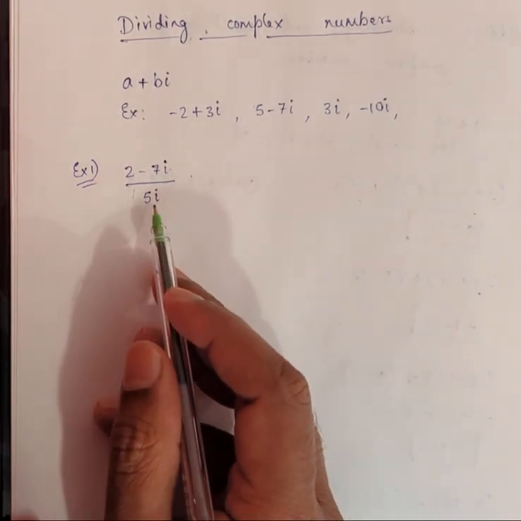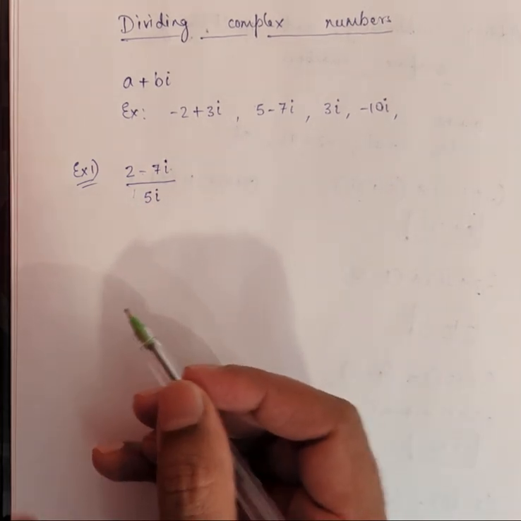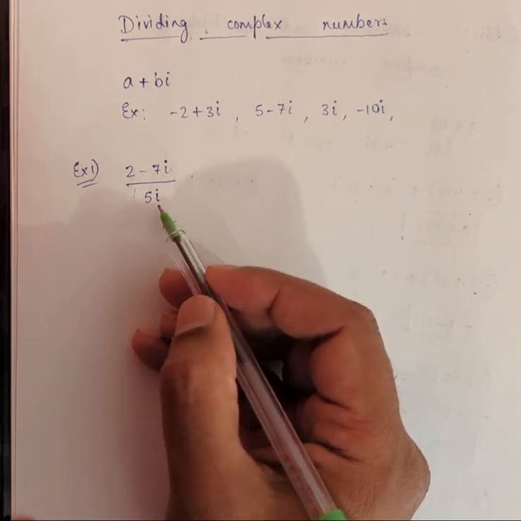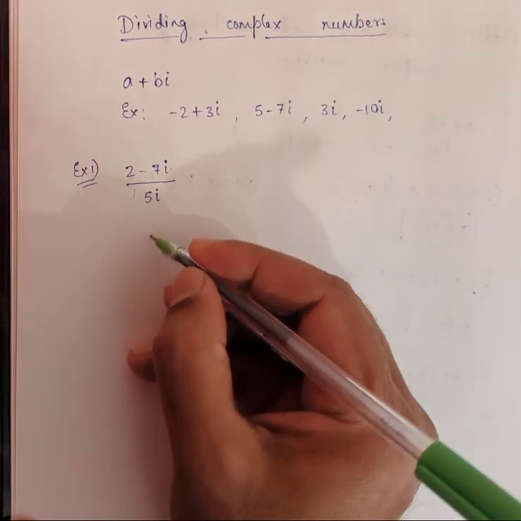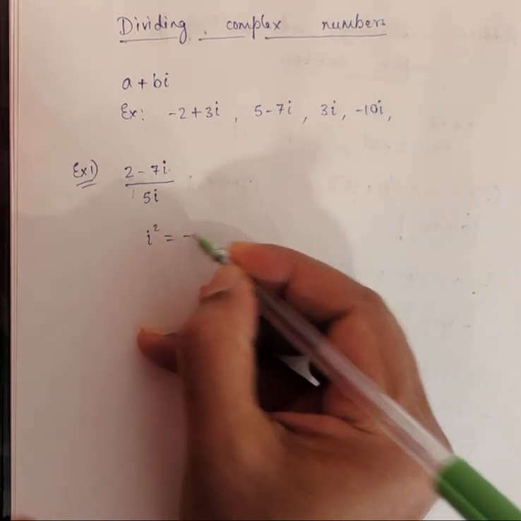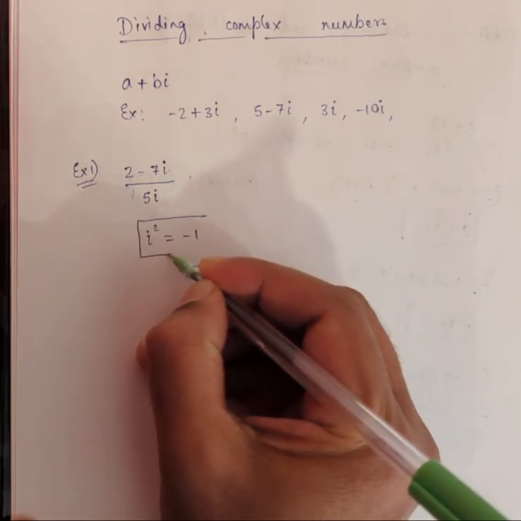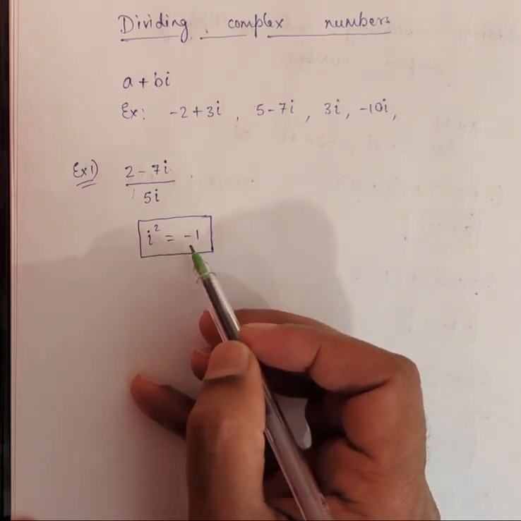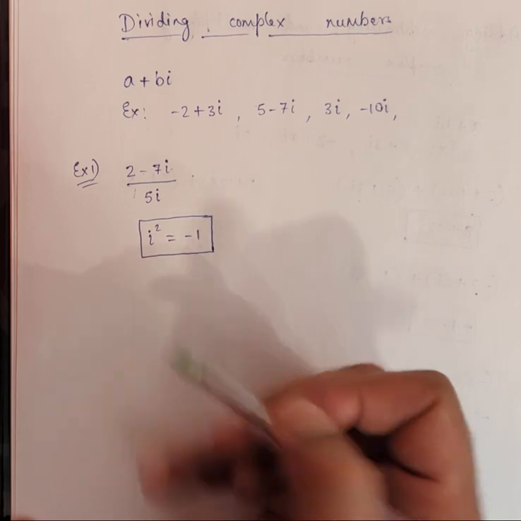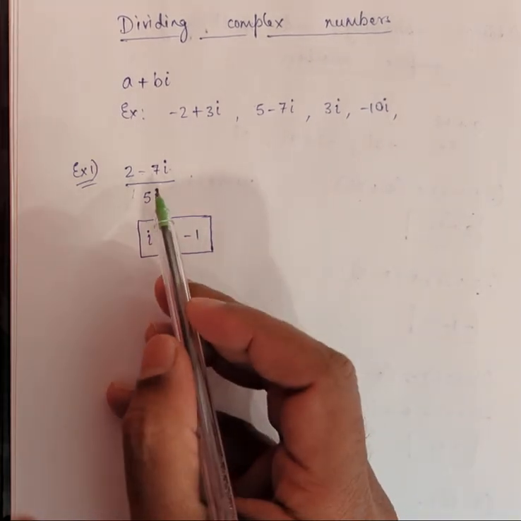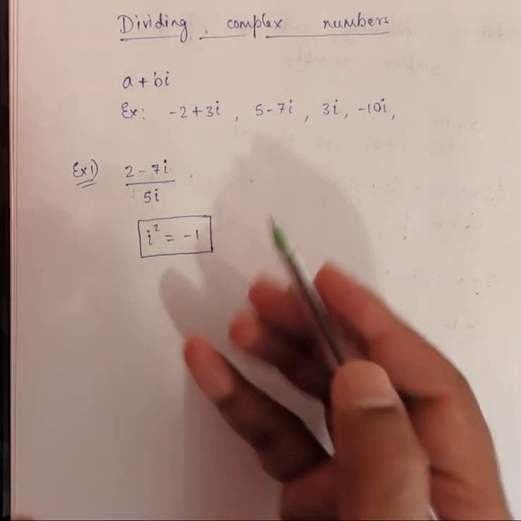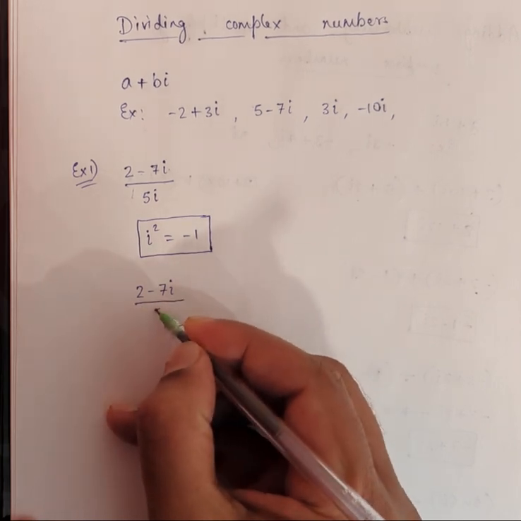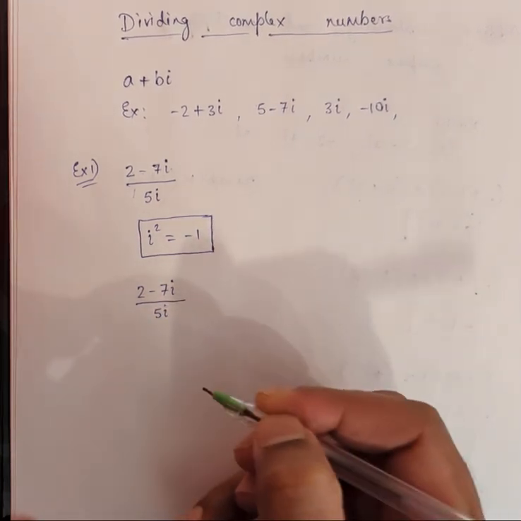Now if the denominator is a monomial, then I don't want to have an i in the denominator. So how do I get rid of that i? I'm going to use this property: i squared is equal to negative 1. So look, one i is bad, but if I have two copies of i, that's actually good because then I can get rid of the imaginary part. So I'm looking at my problem, 2 minus 7i divided by 5i, and I'll try to find a way to introduce another i in the denominator.